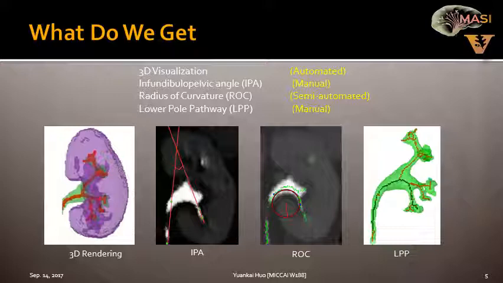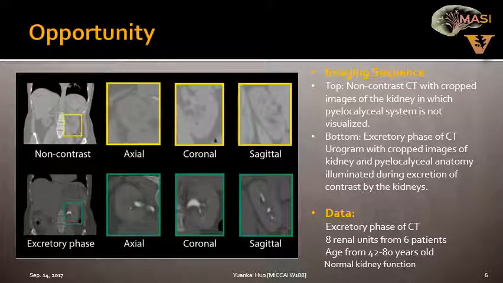Okay, so here is what we can get from our method. First, we can get the 3D visualization. Second, we can get the IPA measurement in a 3D manner. And we can also get the radius of curvature, and get the lower pole pathway. So how can we do that? If we use the traditional CT, like the upper row, it's difficult to find the pelvis or the urine collection system from the CT image.